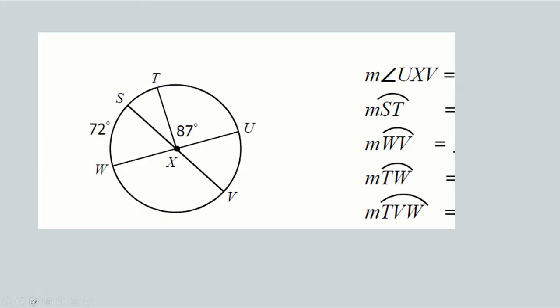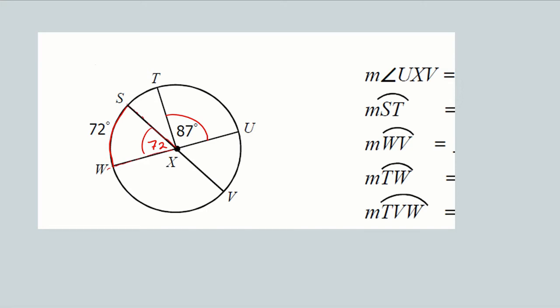So let's look at the first problem. They're asking us to find all these measurements. So the first thing I'm going to do is focus on the diagram and label everything that I can. So notice how here this angle is 87. This arc measures 72, which means that the corresponding central angle, the angle that creates that arc measure, is also 72. Now we've got to figure out what all the other measurements are.